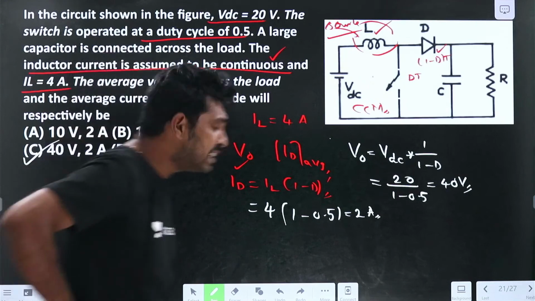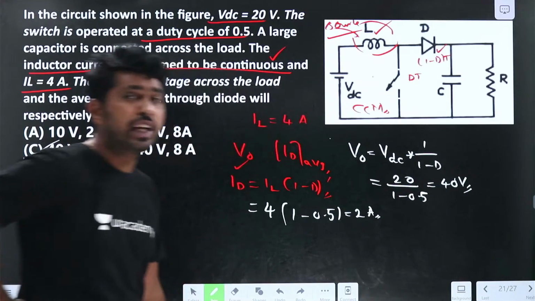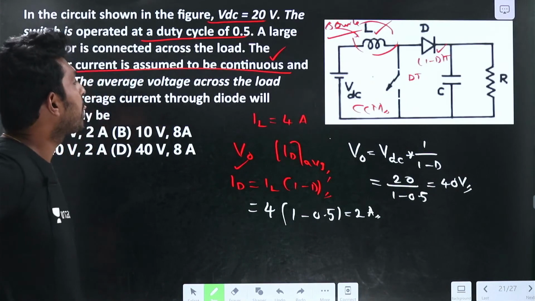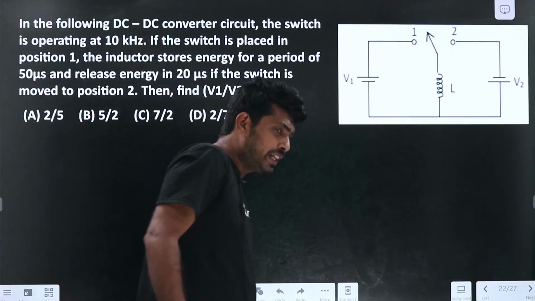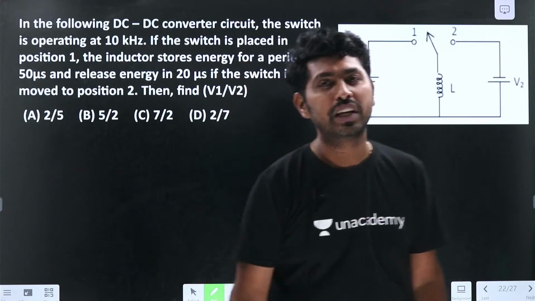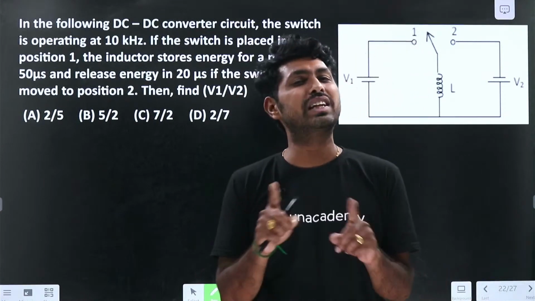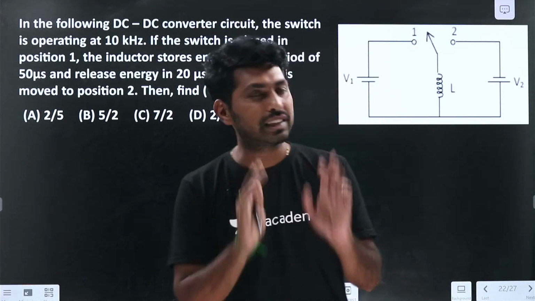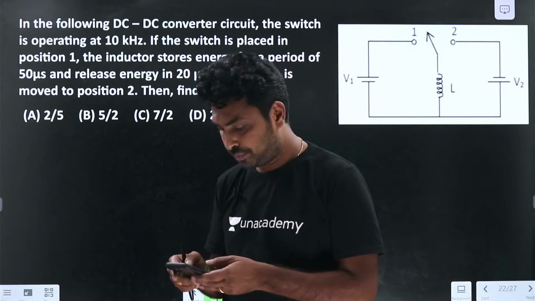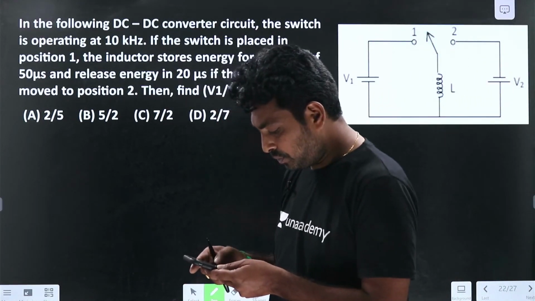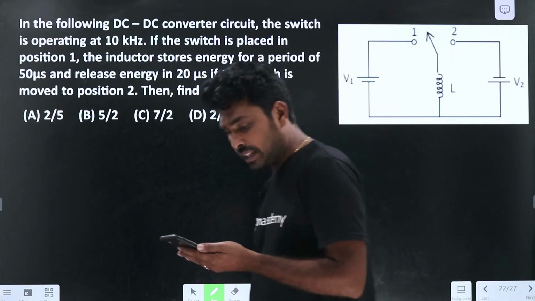I think everyone is clear, so let us move to the next problem. This is also a very easy problem if you know the basic concept. Here also there is no need to memorize the formulas. Just concentrate on the converter topology and understand the concept. Right, Nagaraju, C is the right answer.